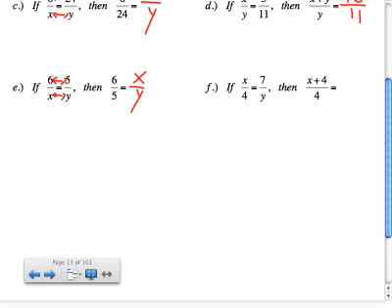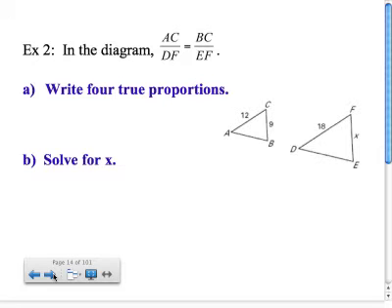Just be consistent. And finally, part F says if x over 4 equals 7 over y, then x plus 4 over 4 equals 7 plus y over y. So again, these are just identifying those properties at work. Okay, example 2 says write 4 true proportions.